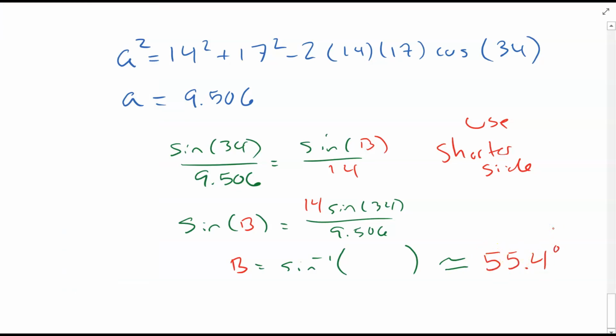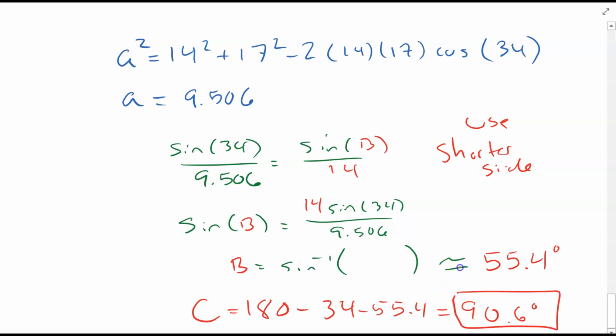Yes. For this side angle situation, yes. You'd want to use the shorter side when we get to that law of sines step. And now to find angle C, that's very easy because it's just 180 minus 34 minus 55.4. So what is that? Like 90.6. Real close to a right triangle, isn't it?